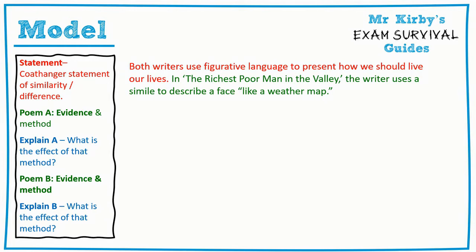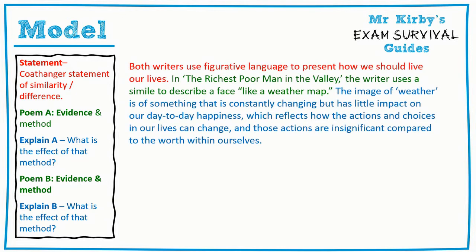So using our focus effect link strategy, we're going to talk about the image. The image of weather is of something that is constantly changing but has little impact on our day-to-day happiness, which reflects how the actions and choices in our lives can change, and those actions are insignificant compared to the worth within ourselves. Lovely jubbly, we found a method in common, we've identified it in poem A, we've got a nice clear layer of analysis, not going on to the second layers or third layers or multiple interpretations because I haven't got time. I'm getting my 8 marks and I'm getting out of there.